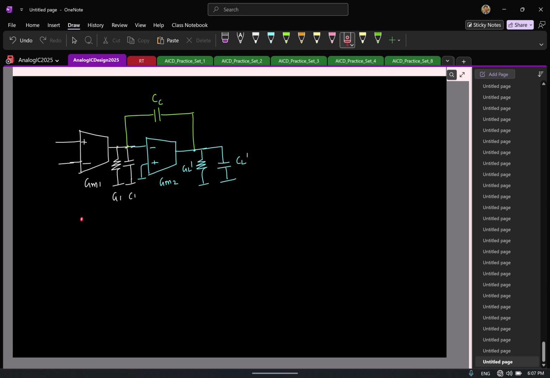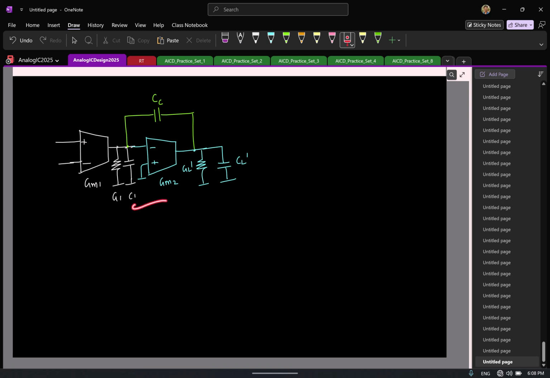Now, of course, a two-stage OTA itself was not very stable when you put it in negative feedback. If you have a three-stage OTA and put it in feedback, that will also be unstable. So we have to compensate that also, right? And as of now, what are the techniques we know for compensation? Miller and feedforward. So you should probably use one of them or a combination of them, right?